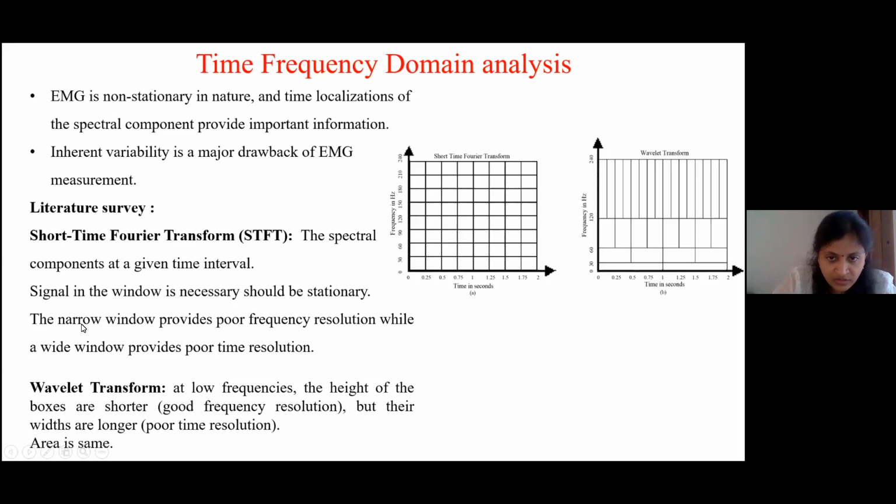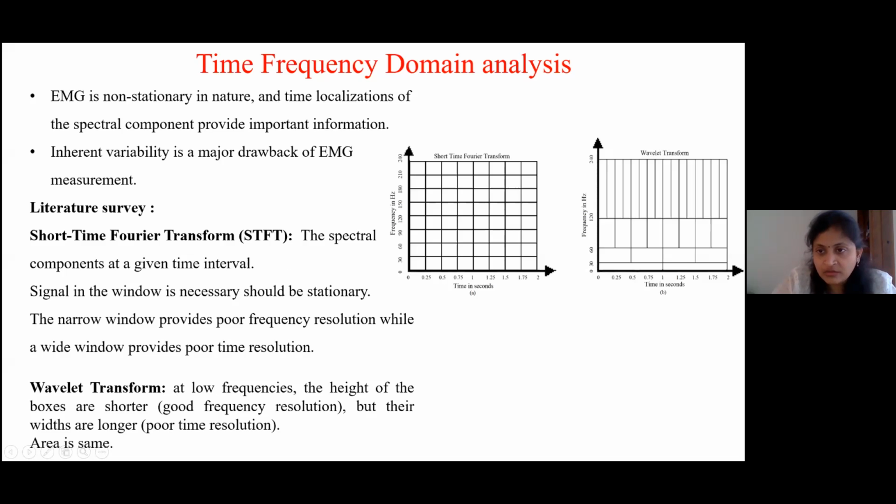They have poor frequency resolution, while the wide window provides poor time resolution. So selection of this window is very difficult in the short time Fourier transform. But if you have done a good stationarity analysis and got a good window size, you can go for the short time Fourier transform. It works well.